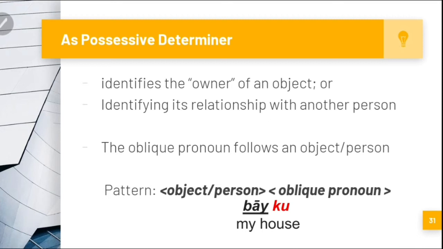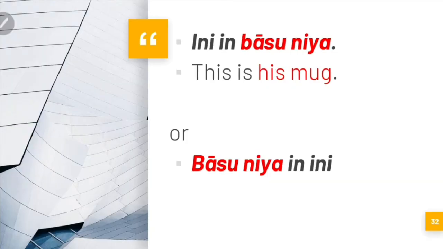So it identifies the owner of an object. Similar to the genitive pronouns, which tell you that it is the possession, the ownership of an object. But here, it also identifies the relationship of one person to another. So the oblique pronoun follows an object or a person. We already discussed this pattern. Here's an example. Let's study.